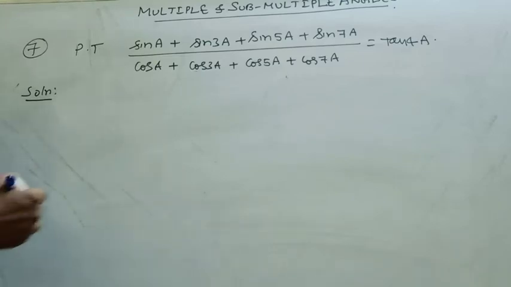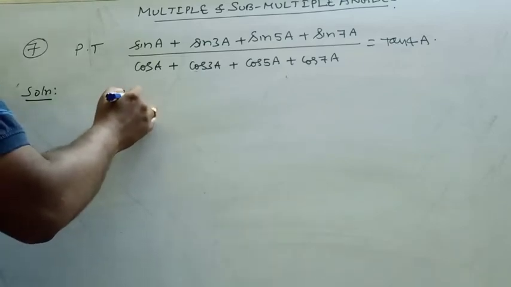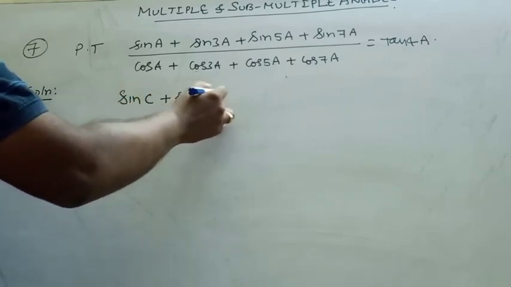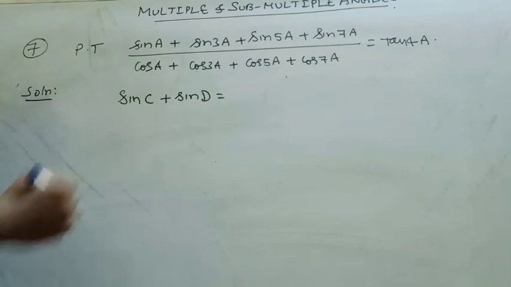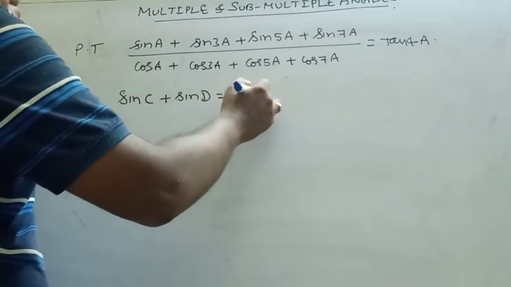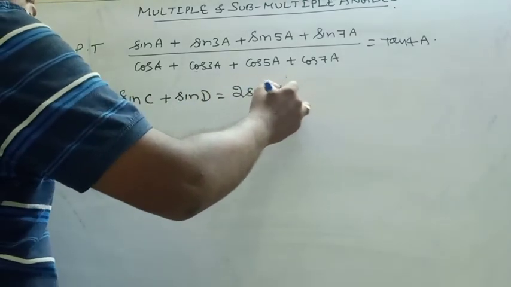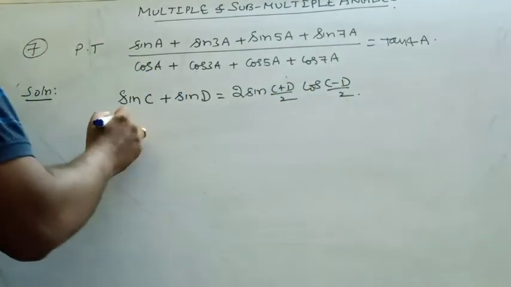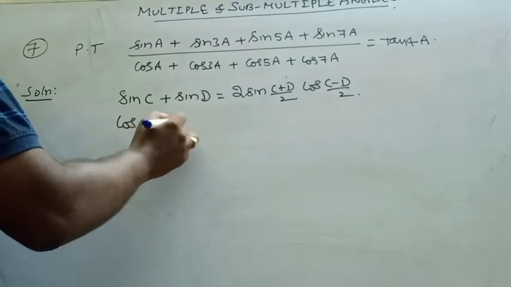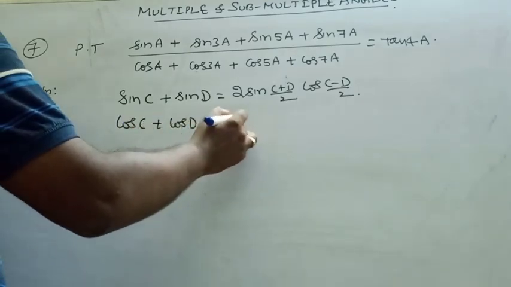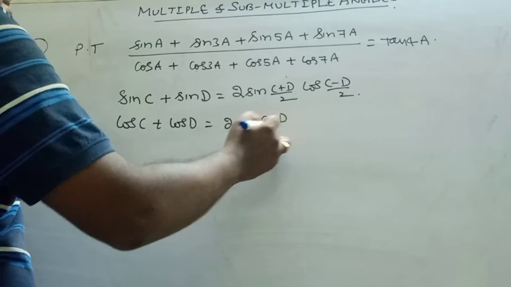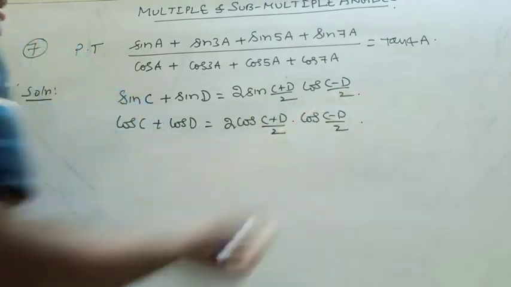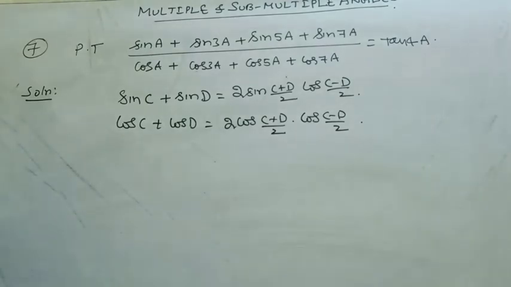For this, my dear students, we have two formulas, like one is sin c plus sin d. While we are doing the transformations, we will be getting this. This formula is 2 sin c plus d by 2 into cos c minus d by 2. This is one formula. And another one, remember, cos c plus cos d is equal to 2 cos c plus d by 2 into cos c minus d by 2, right? These are the two formulas we are going to use, my dear students.